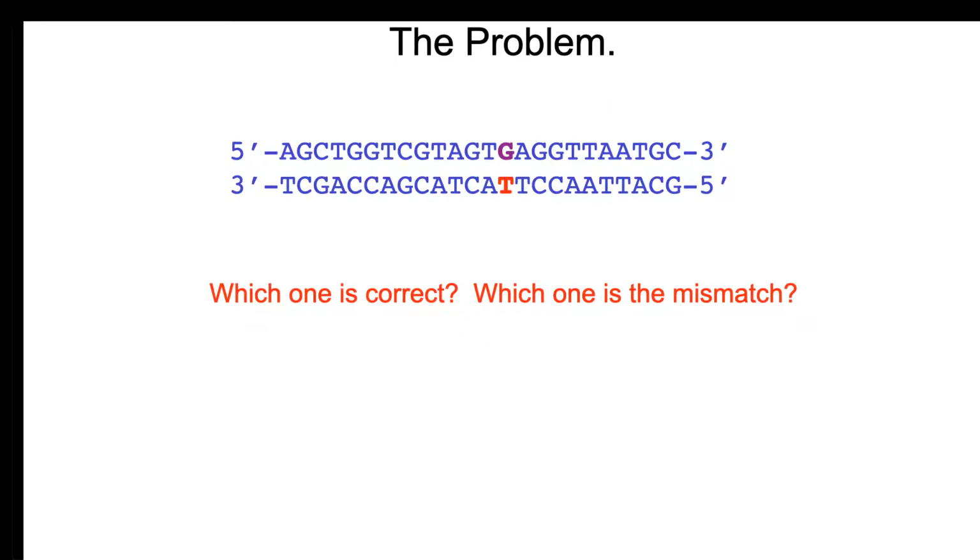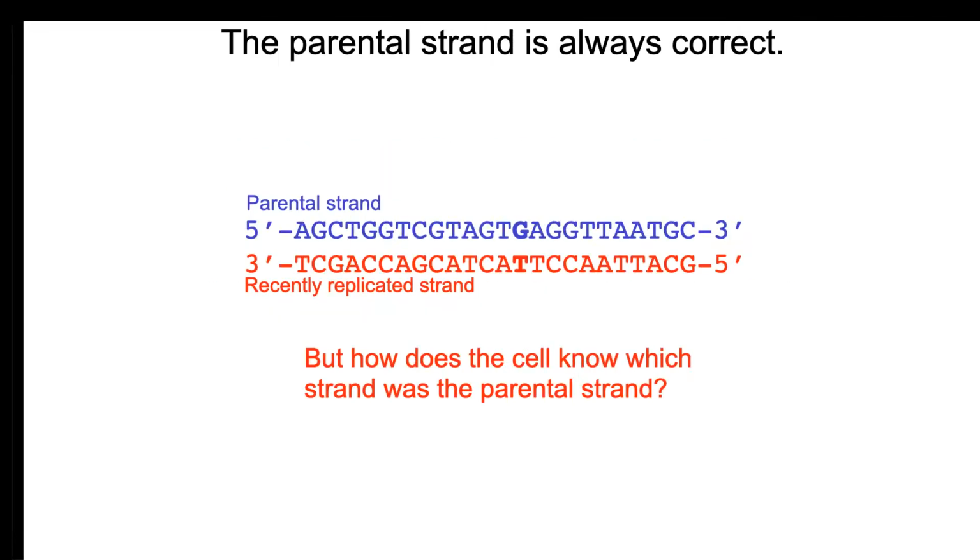Uh-oh. Let's see, there's definitely a mismatch here. We're not supposed to pair a G with a T, but are we supposed to read the G to put a C here? Or are we supposed to read the T and put an A here? How does the cell know which way to fix this problem? And the answer is, what the cell assumes is that the parental strand is always correct.